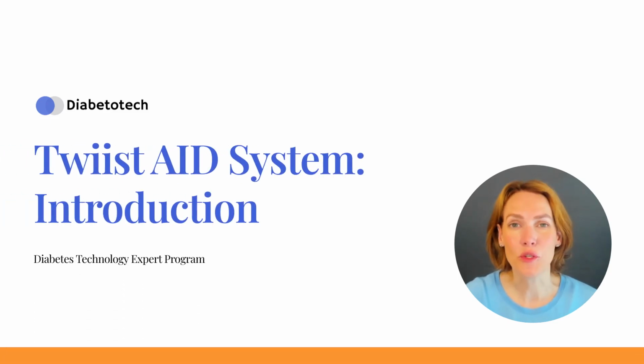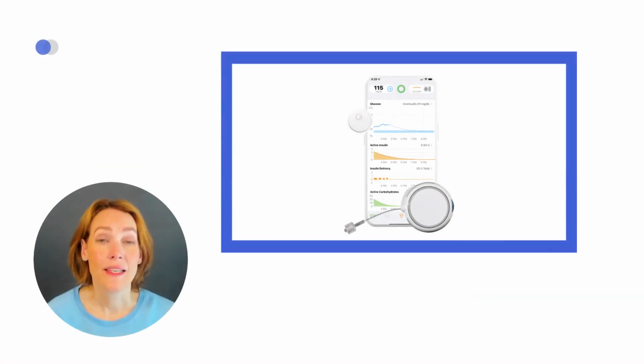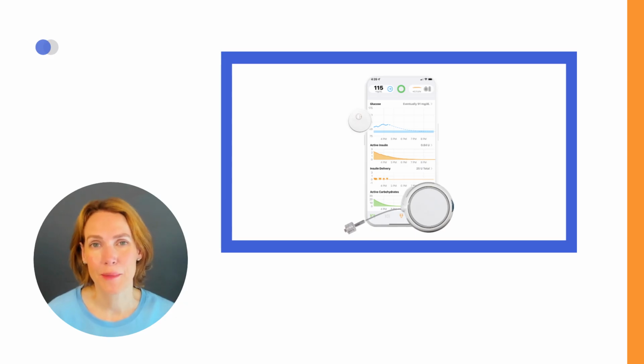Welcome to this module on the Twiist Automated Insulin Delivery, or AID system, the first FDA-cleared version of one of the earlier versions of DIY Loop. In this module, we will explore how the Twiist AID system works step by step and how it helps simplify and improve daily diabetes management.